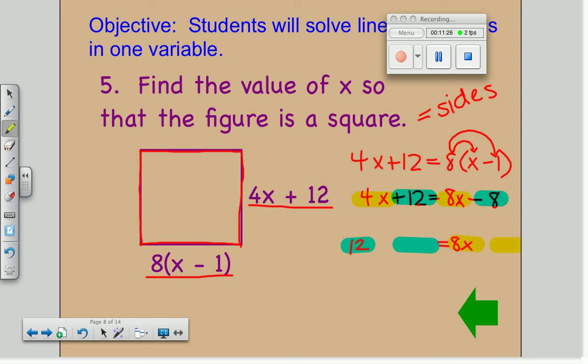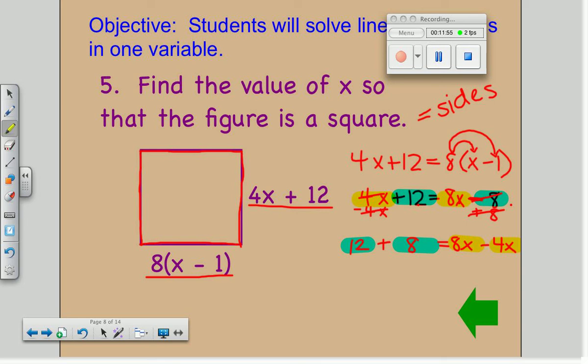Now, my 4x, I want to move it with my 8x. I subtract it from this side, that gets rid of it. Then I also have to subtract it from this side. So I subtract it from this side, and there it is. The 12 I already have. My minus 8. Opposite of minus is plus, so I'm going to add it to this side. That gets rid of it. Then I have to do the same thing to the other side over here. So I have to add it here, plus 8.